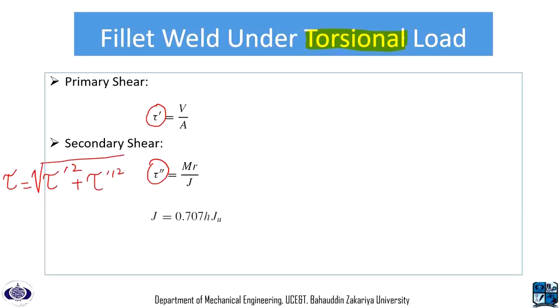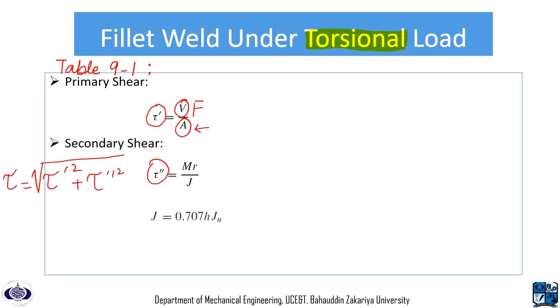The formula for primary shear is V or F over A, and to find the area of a weld we will need to look for table 9-1. It is available in your Shigley's Mechanical Engineering Design, chapter number 9, table number 1.